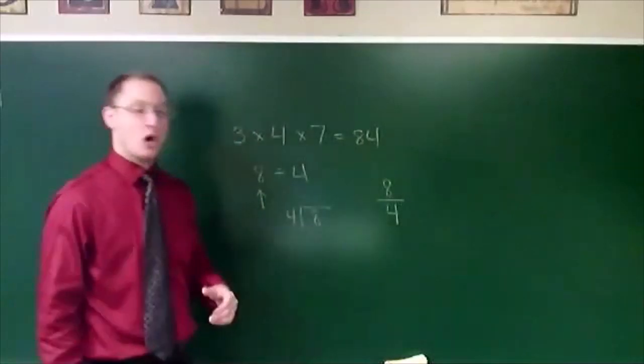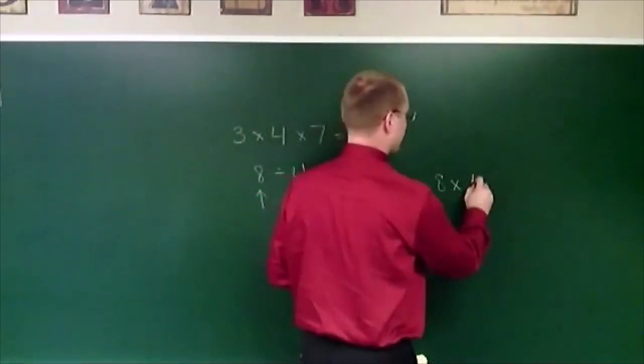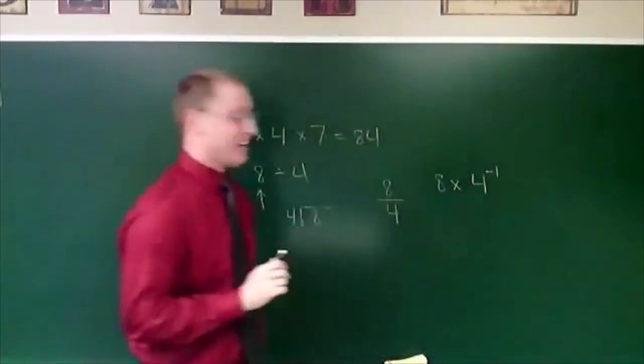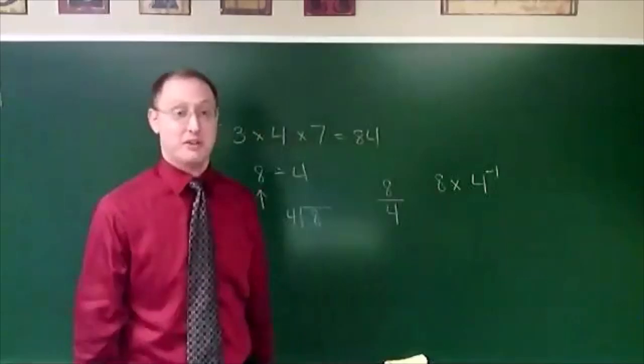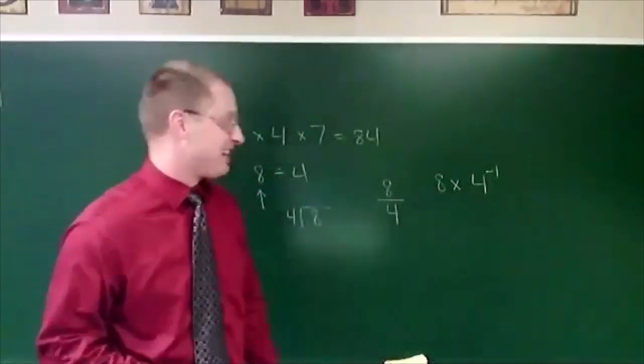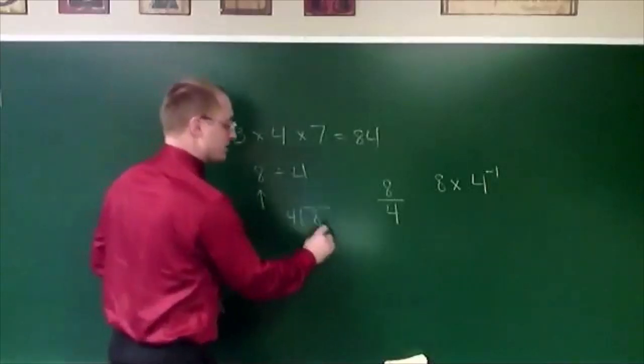Or technically, Joshua, if you said 8 times 4 to the negative first, that is showing division, isn't it? Because you're multiplying by a reciprocal. So that's actually really clever. I did not see that one coming. Good job. But I was thinking fraction bar. But in any case, this is the dividend.